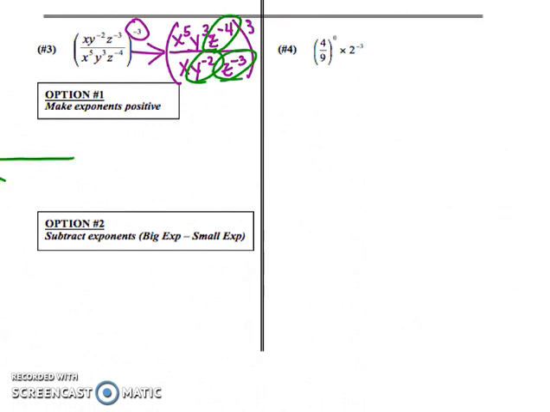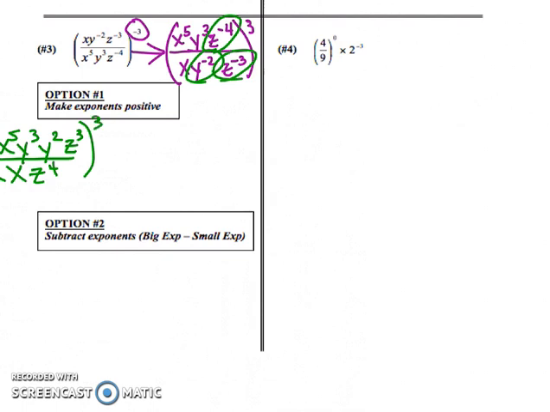So upstairs, I'm still going to have my x to the 5th and my y cubed, okay? But then I'm going to be bringing that y to the negative 2 upstairs, and it's going to become positive. And I'm going to be bringing that z to the negative 3 upstairs, and that's going to be positive. Okay. Then in my denominator, I'm still going to have that x, but then I'm moving that z to the negative 4th from the numerator. That's now coming downstairs. And then don't forget your cubed outside of everything.